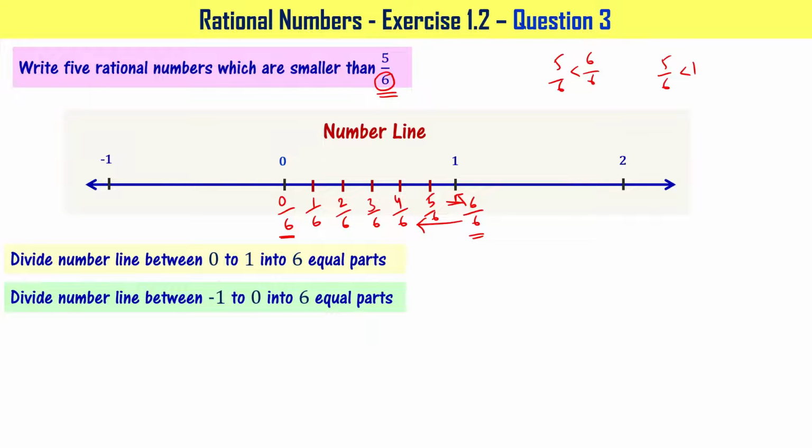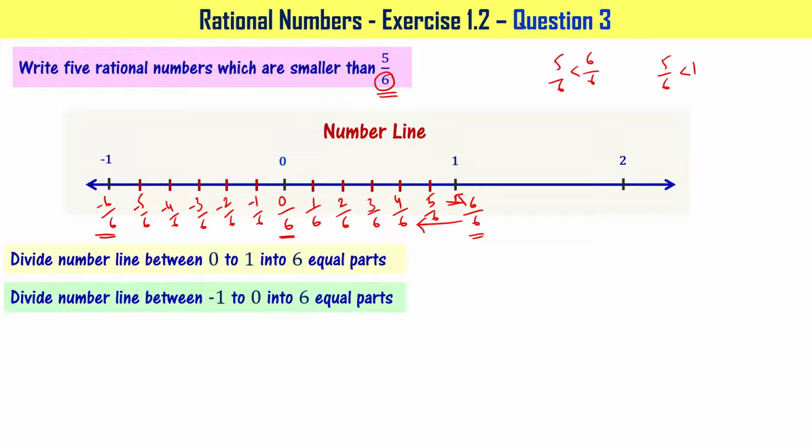When I do that, this is going to be minus 1 by 6. This is minus 2 by 6, minus 3 by 6, minus 4 by 6, minus 5 by 6, minus 6 by 6. Minus 6 by 6 is minus 1, right?